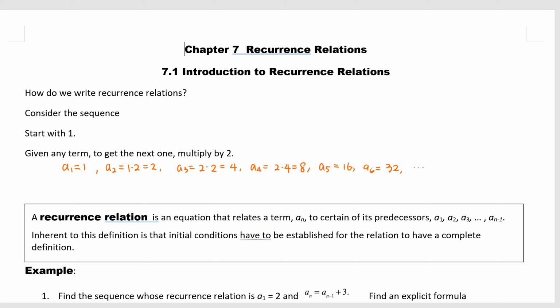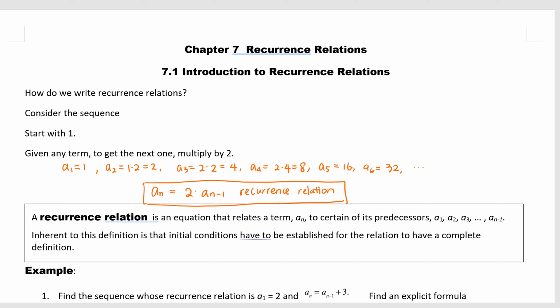Okay, so how do we find a pattern in this sequence? Because to get the next term, we multiply the previous term by 2, so we can say a_n equals 2 times a_(n-1). The relation between the terms and the previous terms is called the recurrence relation.